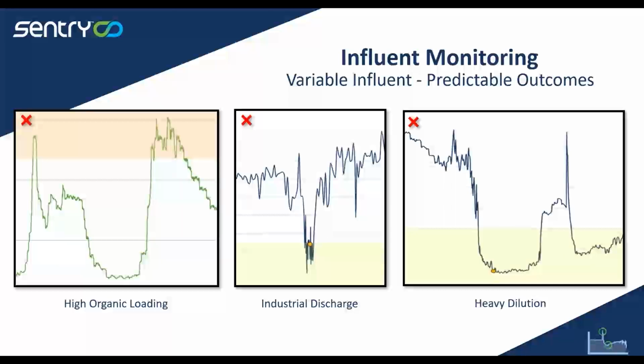When we look at the three types of signals that you'll see at the headworks, you'll see high organic loadings, that's spiking up. That means there's a lot of food available for the biomass, and it's really just there to consume that carbon.